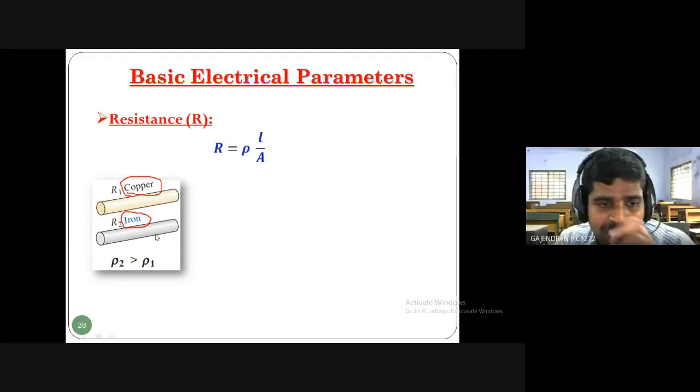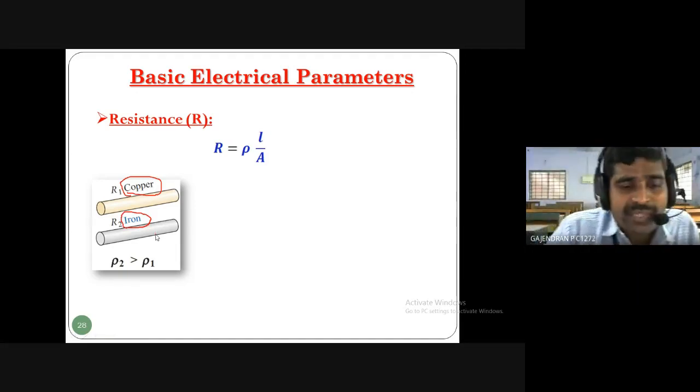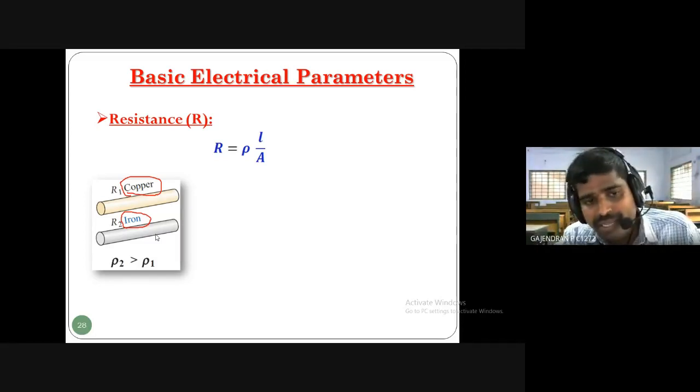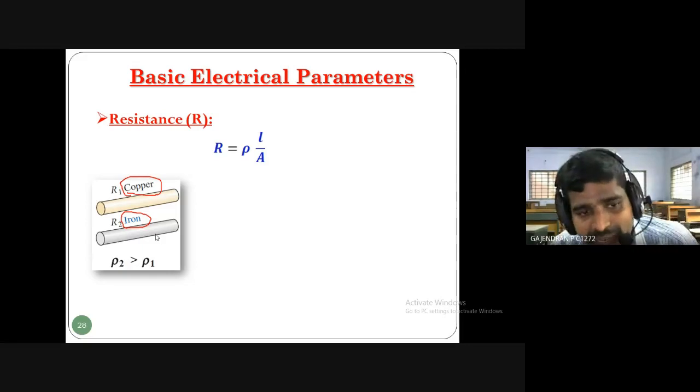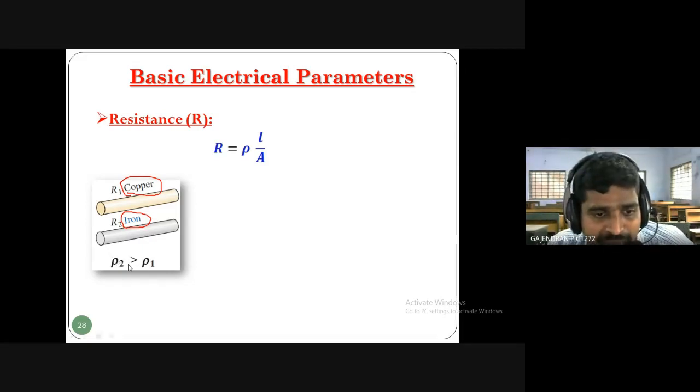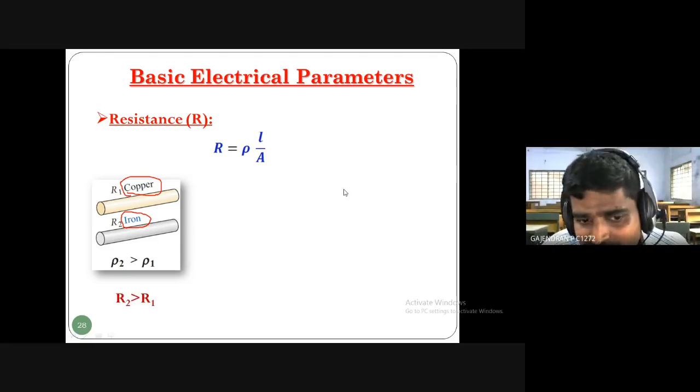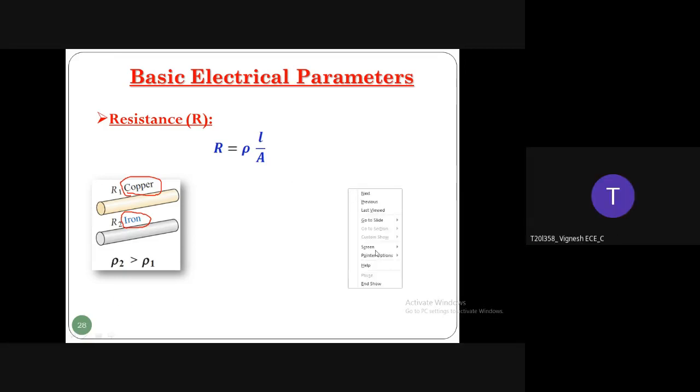Now you are going to know the reason why we say good conductor and bad conductor. It is based on the resistance offered by the material, or the resistivity of the material. Here they are given as a relation. What is this? Rho 2 is greater than rho 1. Means what? The resistivity of the second material, iron, is greater than the resistivity of the first material, copper.